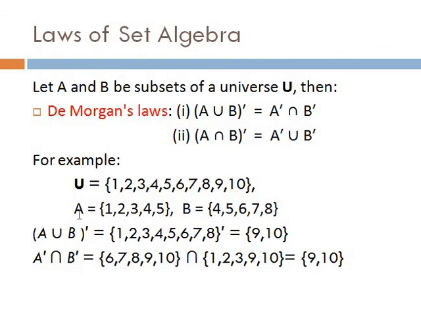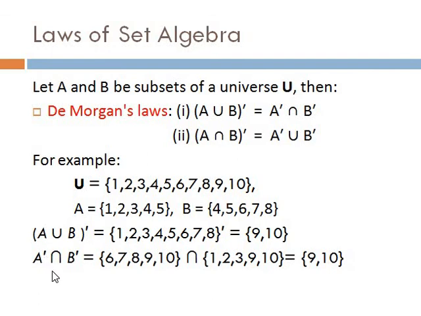are two sets, A having elements 1 to 5 and B having 4 to 8, you have to find A union B complement. First find A union B, that is all elements of A and B, from 1 to 8. Now find the complement of this set. So all those elements that are in U but not in A union B are only two members, 9 and 10. So (A union B) complement has only two elements, 9 and 10.